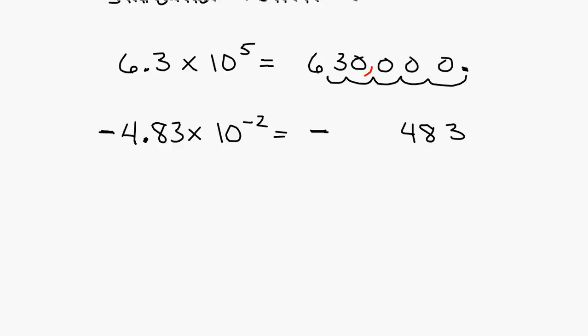Now, since this number is a negative power, we've got to go to the left 2 places. So we're going 1, 2 places. There's where your decimal goes, and you fill the little cup in with a 0.